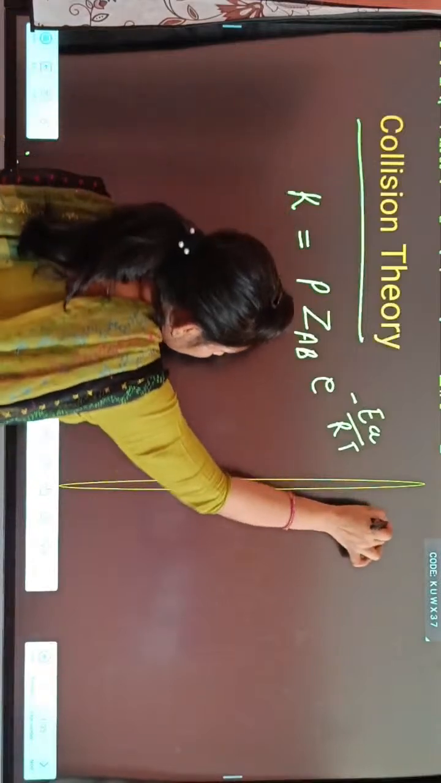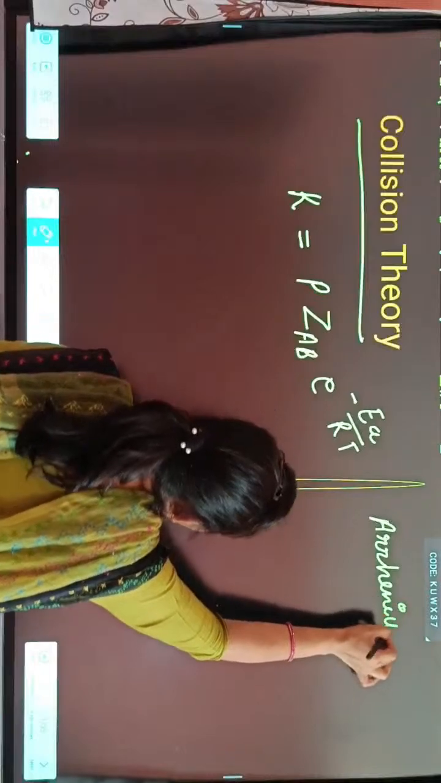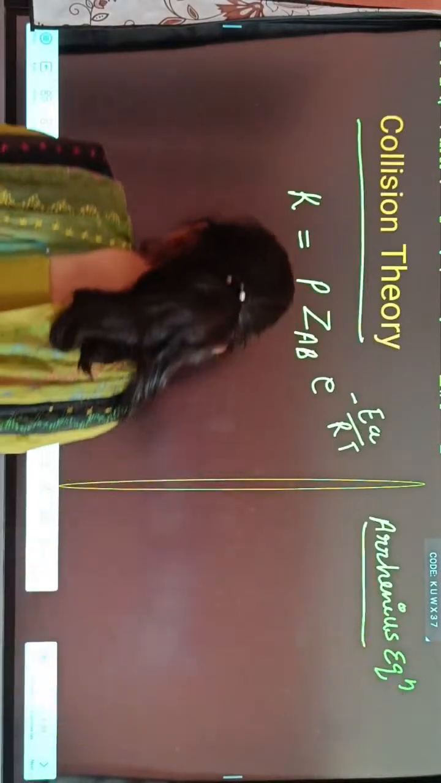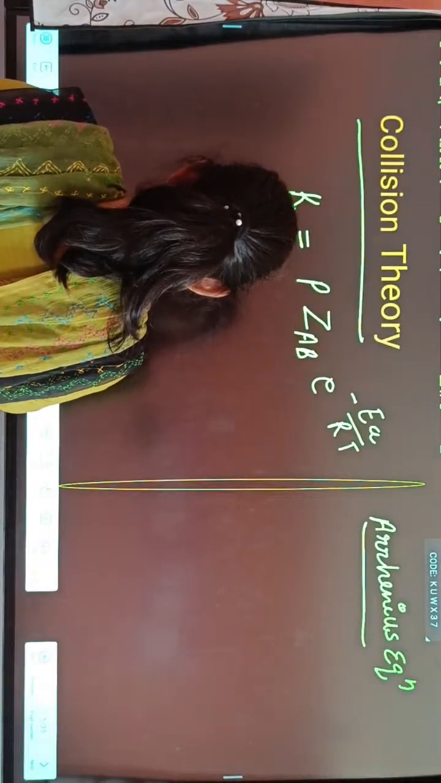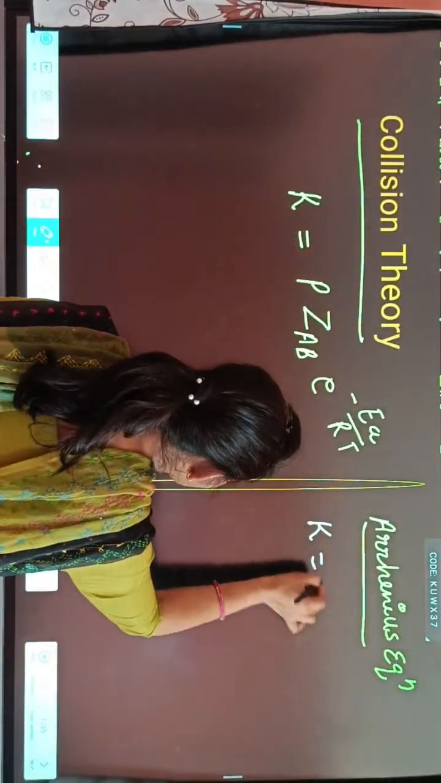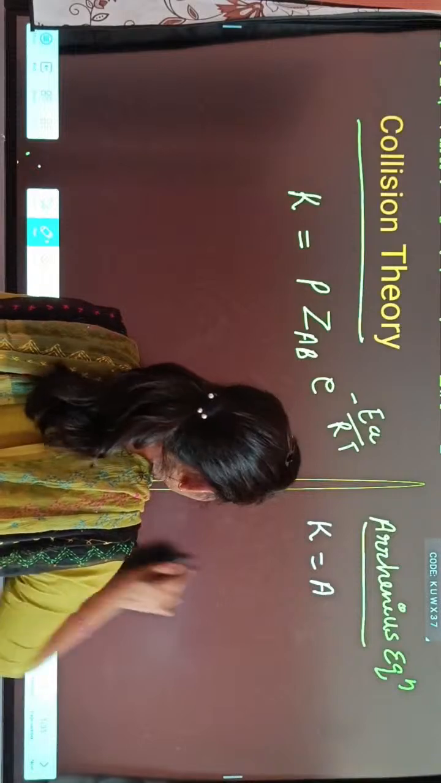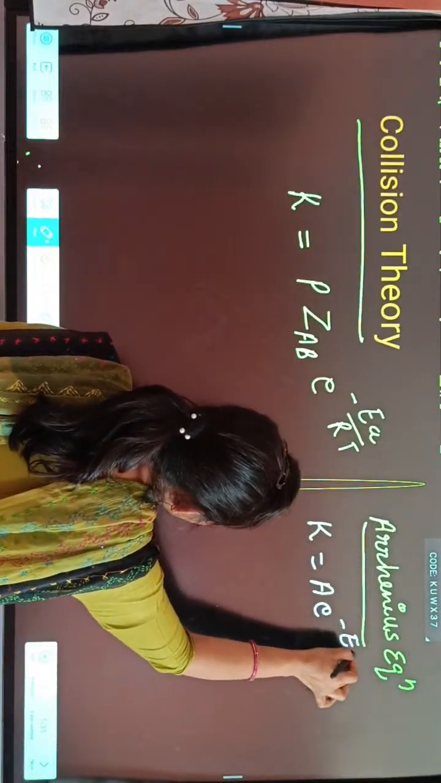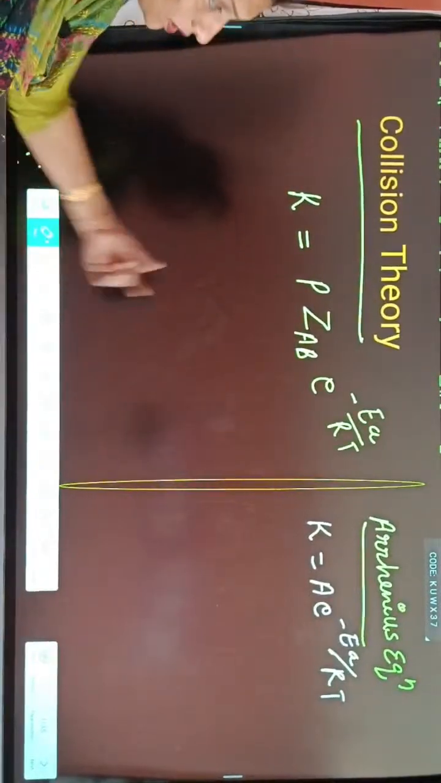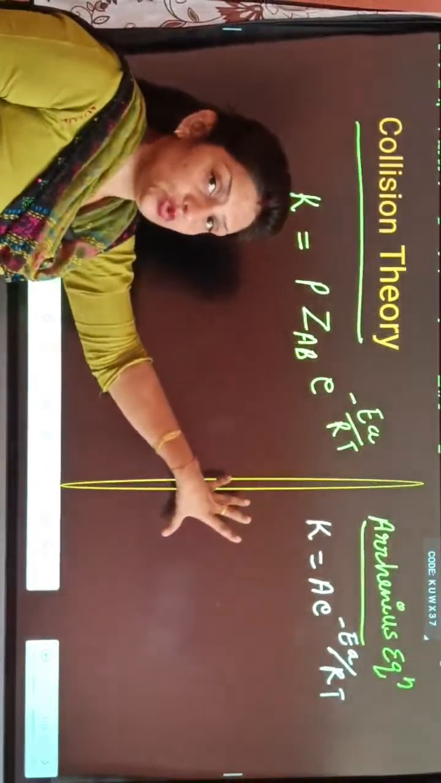If I talk about the Arrhenius equation, the Arrhenius equation was k is equal to A e to the power minus Ea by RT. So both are comparable, but what is the comparison between them we will discuss today.